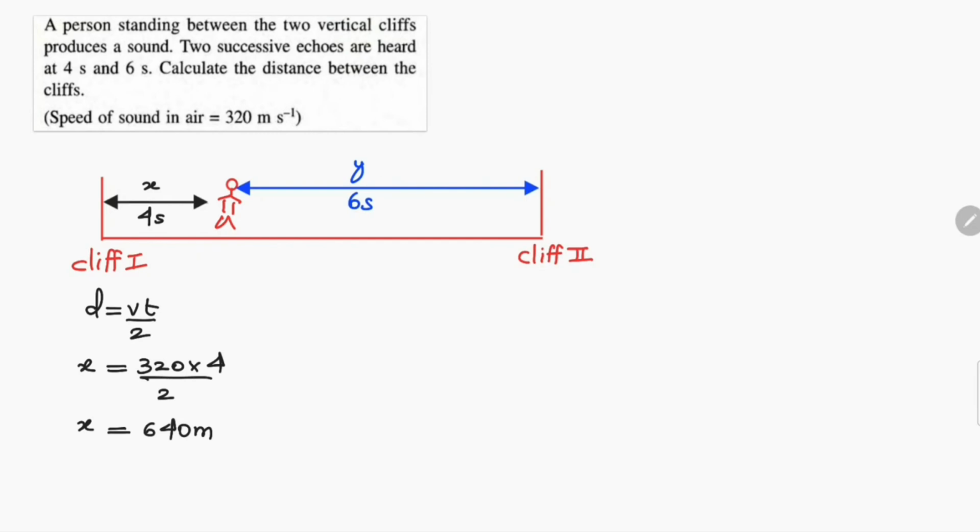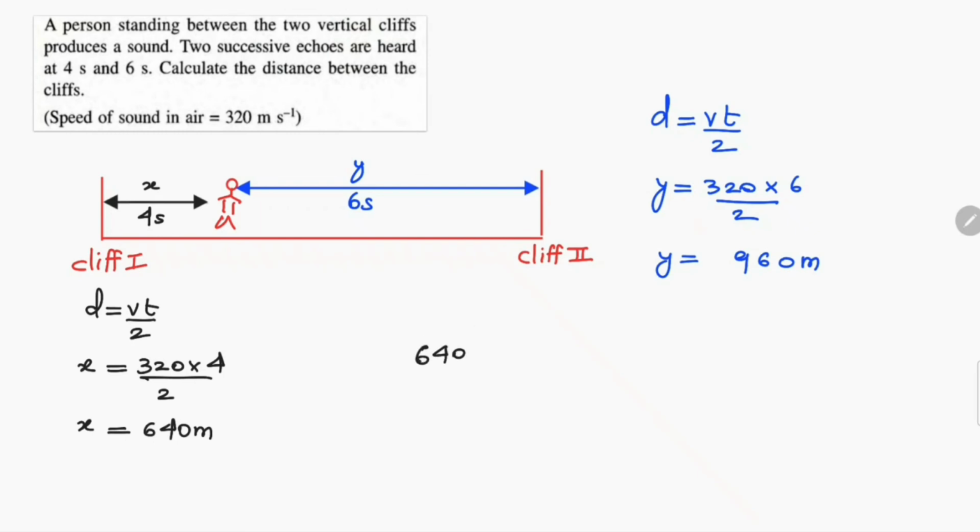Now let us calculate the value of y. Same formula. D is equal to Vt by 2. Therefore y is equal to 960 meters. They have asked you to calculate the distance between the cliffs. So the answer will be 640 plus 960. So the distance between the cliffs is 1600 meters.